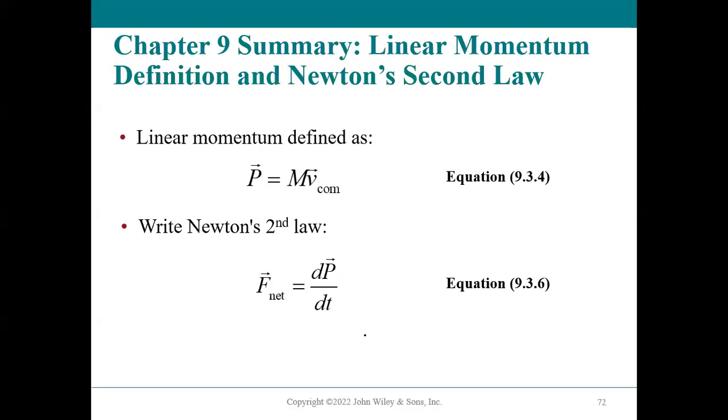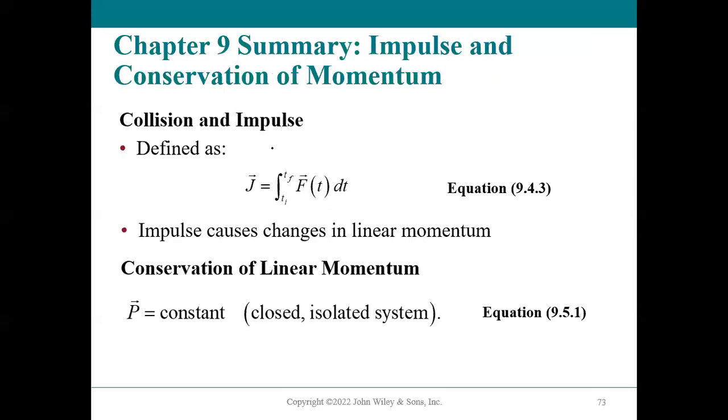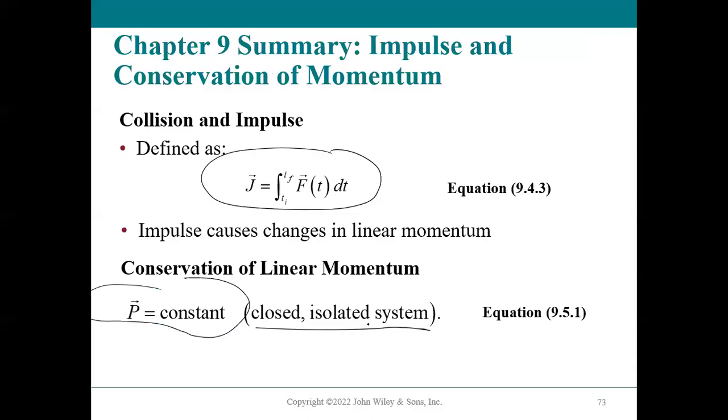And we can take the summary of this chapter. Linear momentum is defined as total momentum, mass times velocity of the center of mass, and we apply Newton's second law: the force is equal to the rate of change of momentum. And for collision and impulse, we can define impulse as force times time, and conservation of linear momentum: the total P is constant for a closed and isolated system.